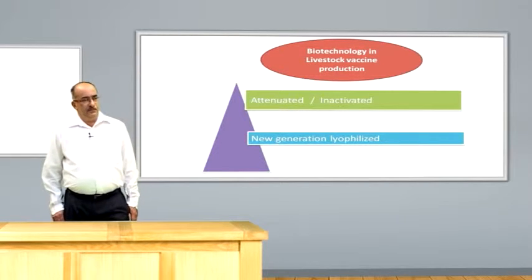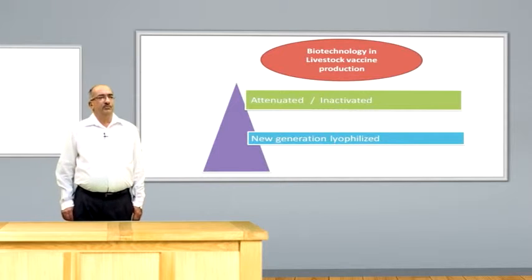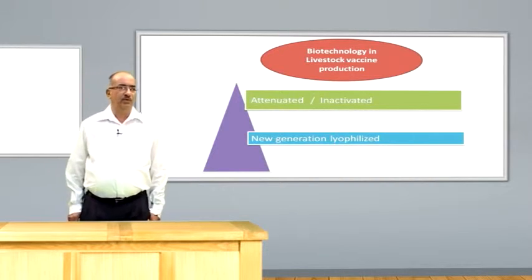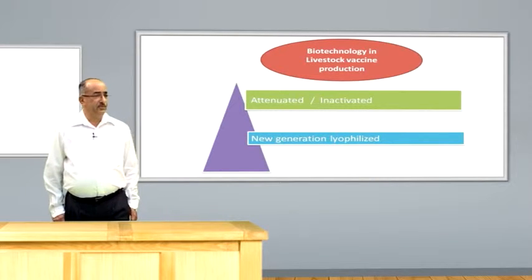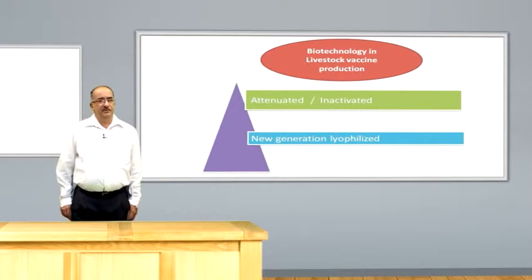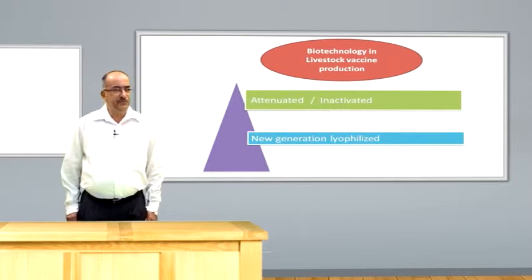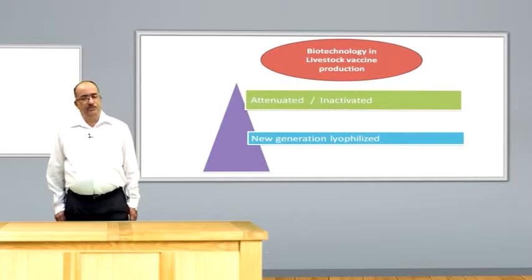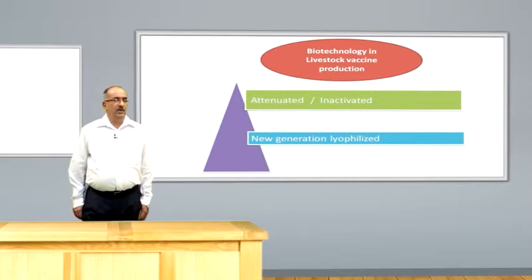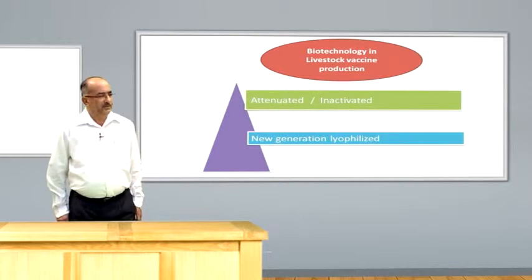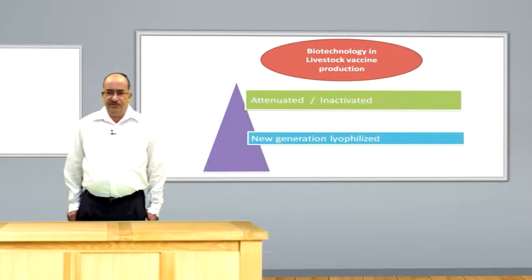So the biotechnological approach has come out with new generation vaccines, which are frozen dried, which you call lyophilized vaccines. They are easy to store. You can store them for years, for a prescribed time limit, on your shelves and reconstitute them as and when required and use them. So lyophilized vaccines are playing a key role in disease control in the livestock sector.